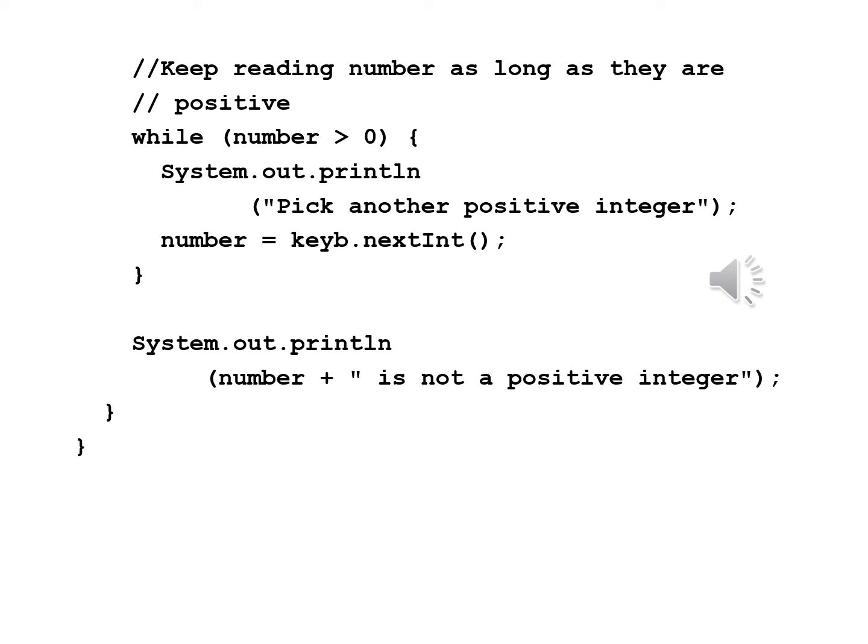It is important to note we have before the loop a comment telling us what it will do. This is good style. System.out.println(number + " is not a positive integer"); a close brace for the method, and a close brace for the program.